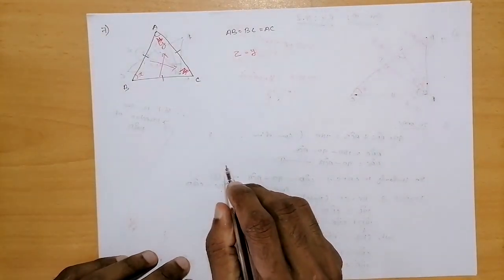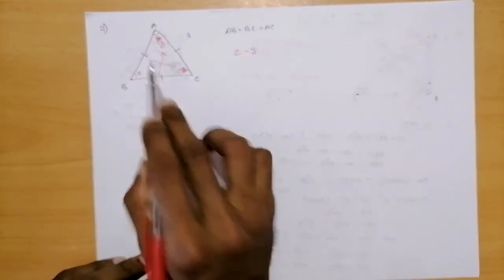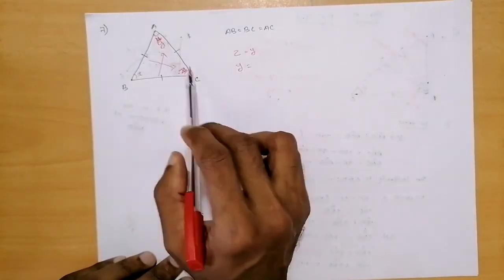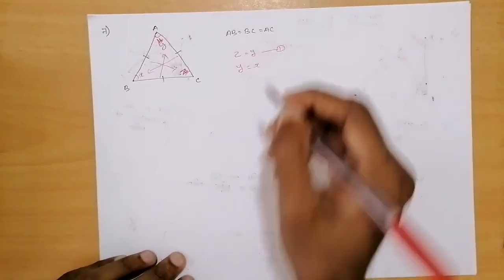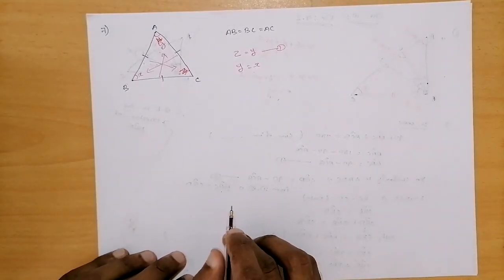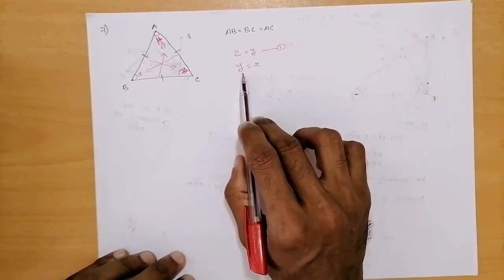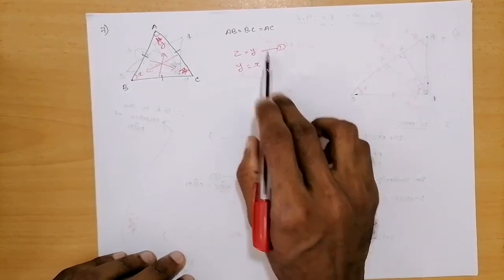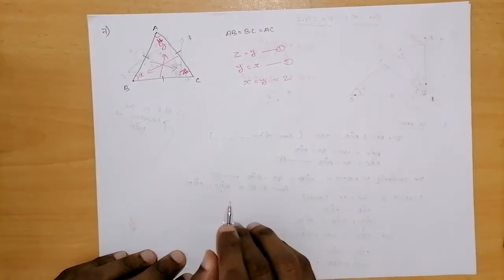And then we take BC and AC. So if you take BC, the opposite angle is Y. The opposite angle of AC is X. So first we take a connection between Y and Z angle. Y, Z are equal according to the theory. And then we take another angle equal to Y. So Y is equal to X. So which means X, Y, Z are equal.